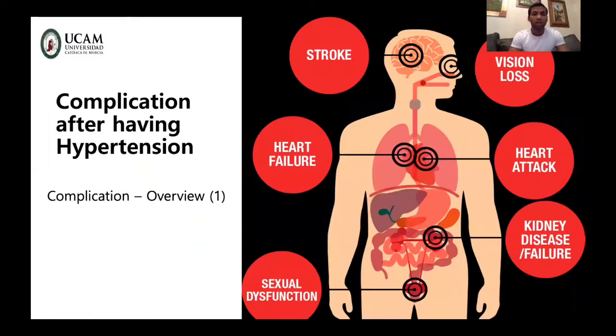Okay, so I'll be speaking about the complications after having hypertension, the main complications that will occur after hypertension. The main ones are brain stroke, eye loss, when we lose our vision, heart failure, heart attack, sexual dysfunctions, kidney disease, kidney failure, and so on. I'll be explaining more on each of these topics in the further slides.